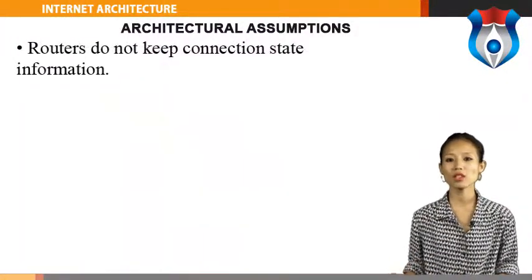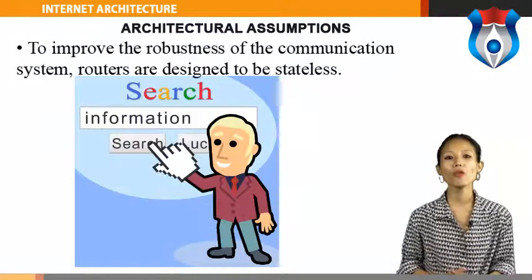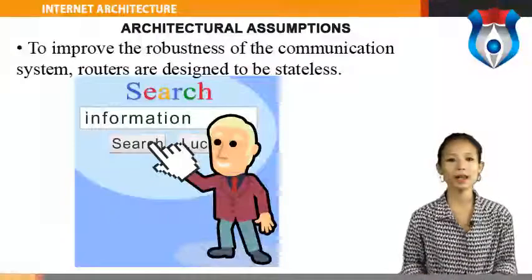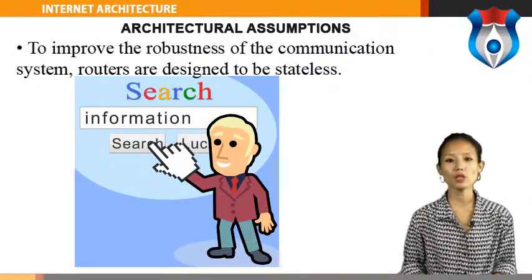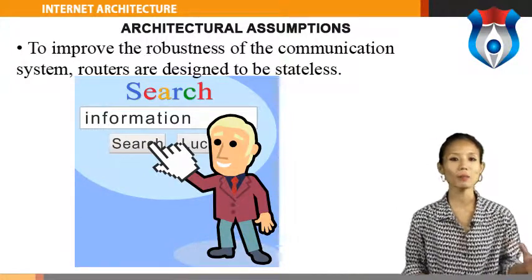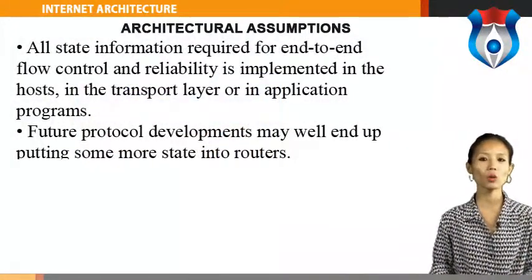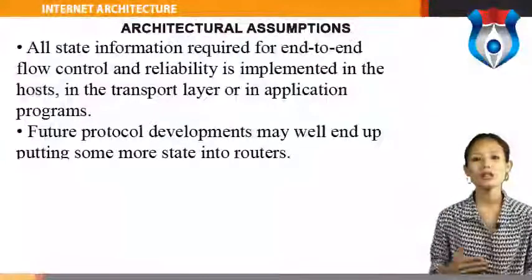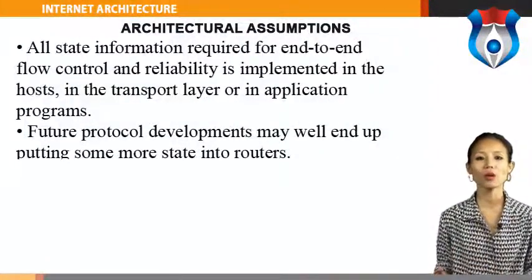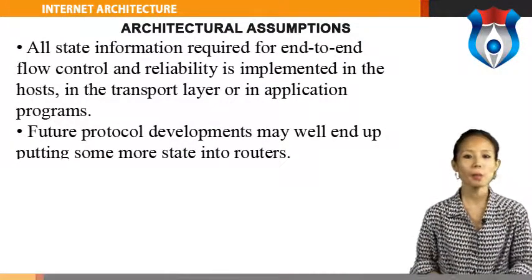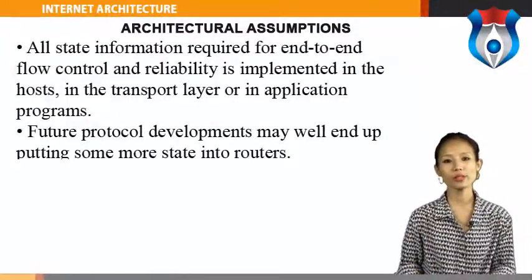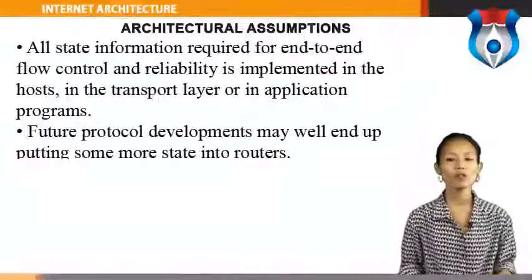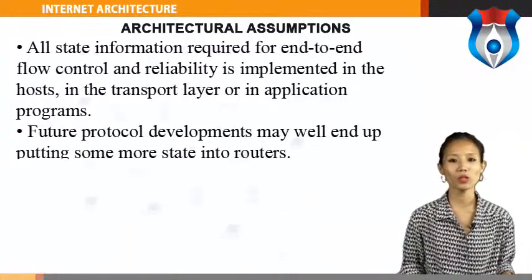Routers do not keep connection state information. To improve the robustness of the communication system, routers are designed to be stateless, forwarding each IP packet independently of other packets. All state information required for end-to-end flow control and reliability is implemented in the host, in the transport layer, or in application programs. Future protocol developments may well end up putting some more state into routers. This is especially likely for multicast routing, resource reservation, and flow-based forwarding.